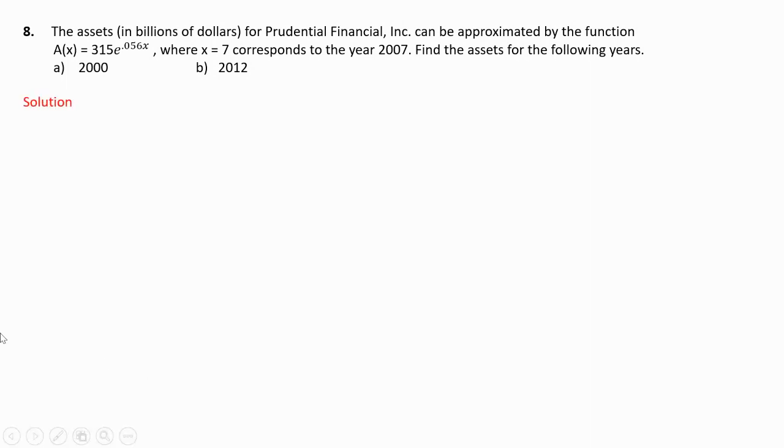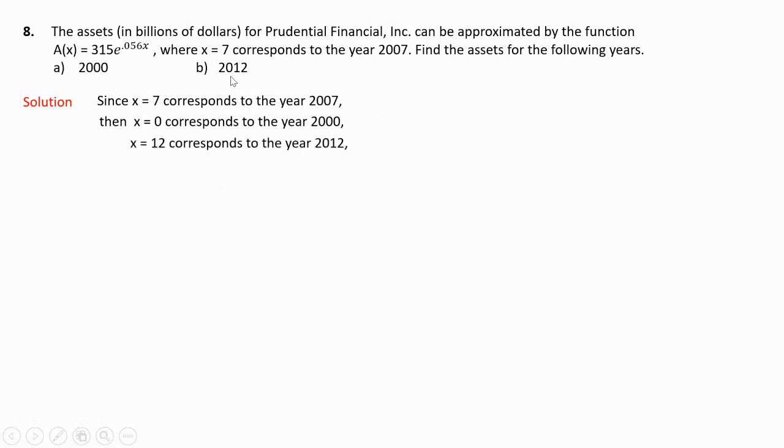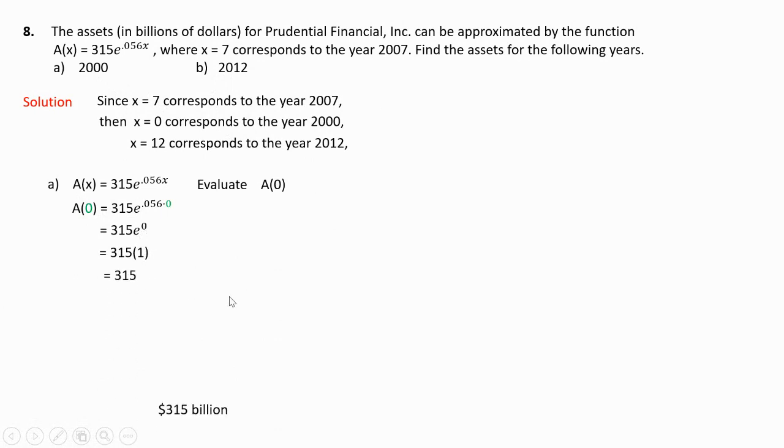So what's my solution? Hey guys, if x equals 7 corresponds to the year 2007, then x equals 0 must correspond to the year 2000, and x equals 12 corresponds to the year 2012. So for part A, I'm going to evaluate A of 0. All that means is I'm going to plug in 0 for the x. So the answer will be 315, because any base to the 0 power will give you 1. So the answer is 315, and since it's in billions of dollars, it's going to be 315 billion.